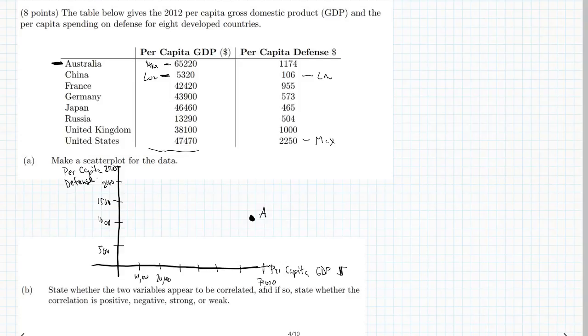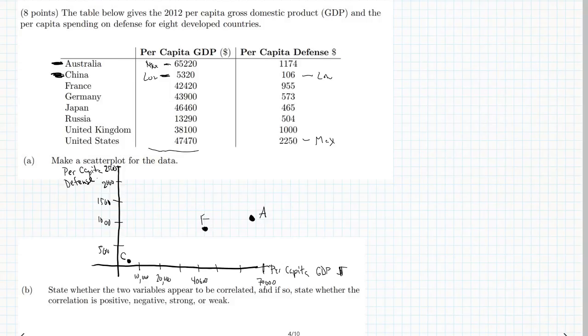China, 5,320 and 106. So 106 and 5,320 would be something like right here. And so we have China going right there. All right, so France, 42,420 and 955. So 42,000, so that's 30, 40, 42, and 955 will be something like right here, because 40,000 is right here, and that would be good old France.